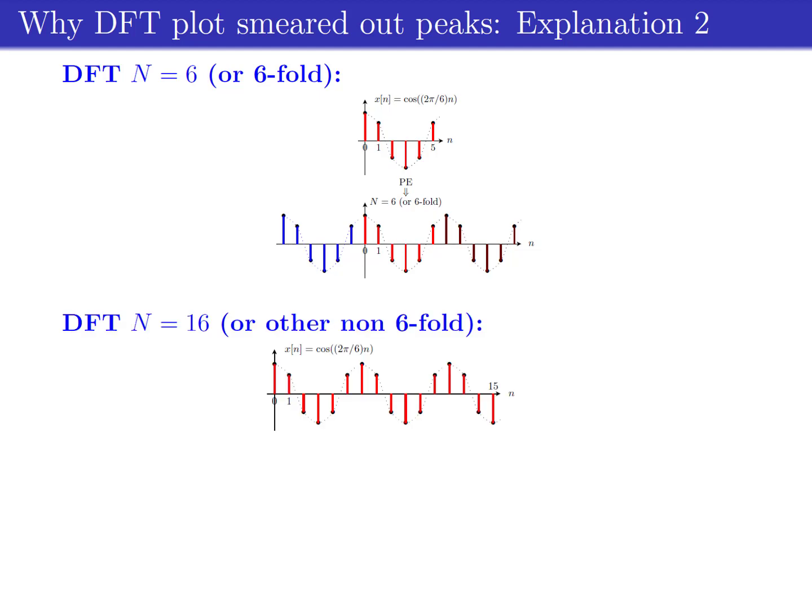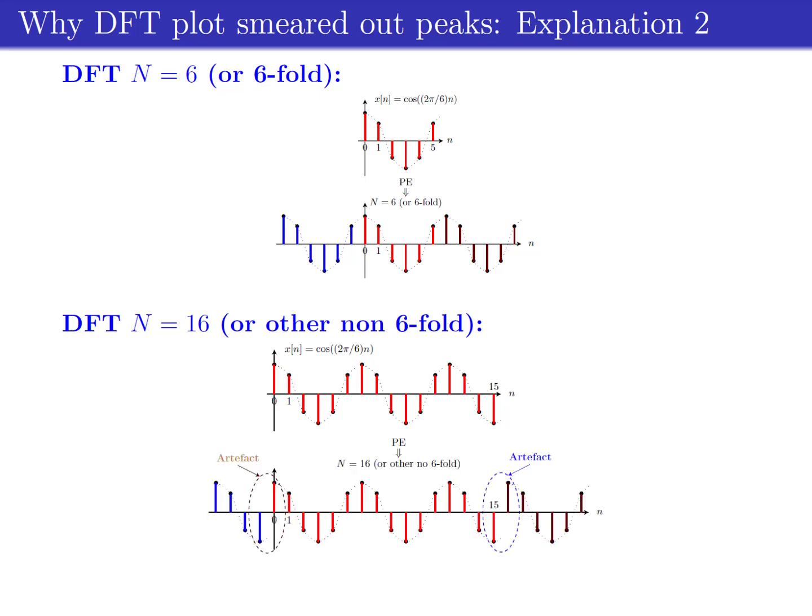On the other hand, when using a 16-point DFT, or another non-6-fold in this case, the periodic extension will cause artifacts at the edges, since 16 samples do not fit in an integer amount times 6. As a result, the peaks of the DFT frequency samples do not coincide with the peaks of the phasor frequencies of x[n] in this example. So we can conclude that the smearing out effect is caused by the mismatch of the periodic extension.